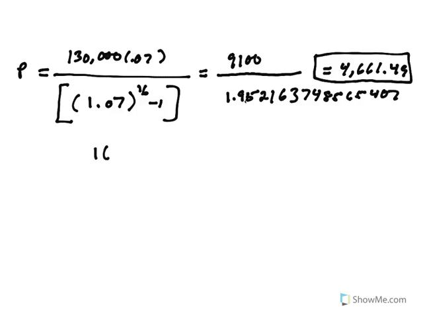Okay, so we have 16 years times $4,661.49 will give me the $74,583.84. Okay, and then you just take the difference, the amount from the value of the annuity, which is $130,000, in order to find the interest. So take the difference of $130,000.